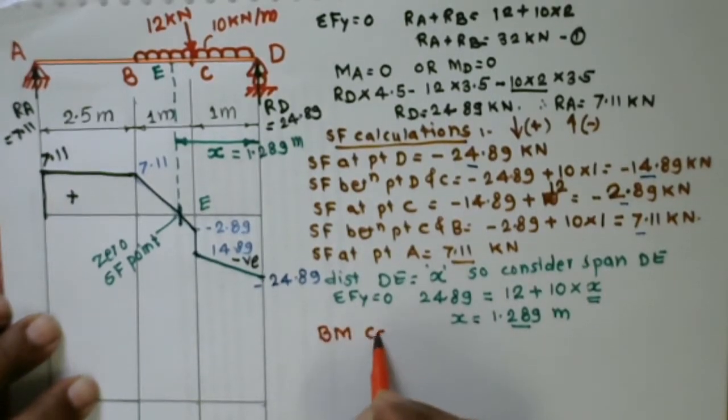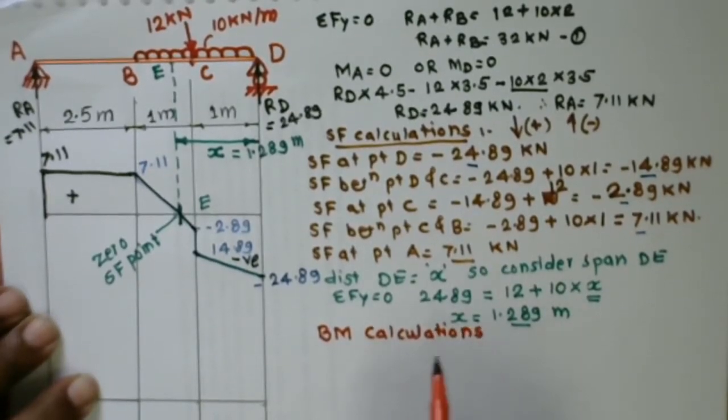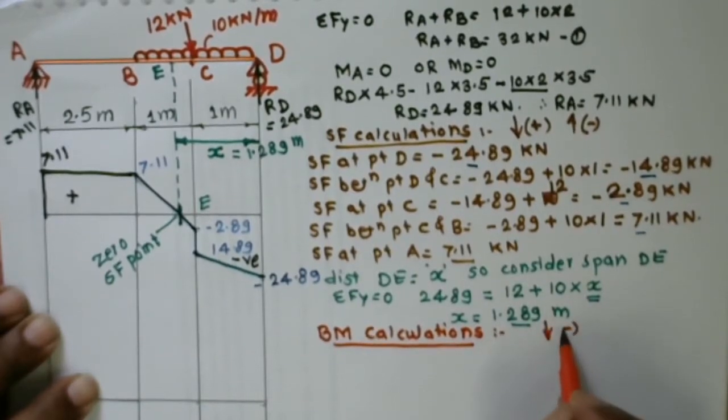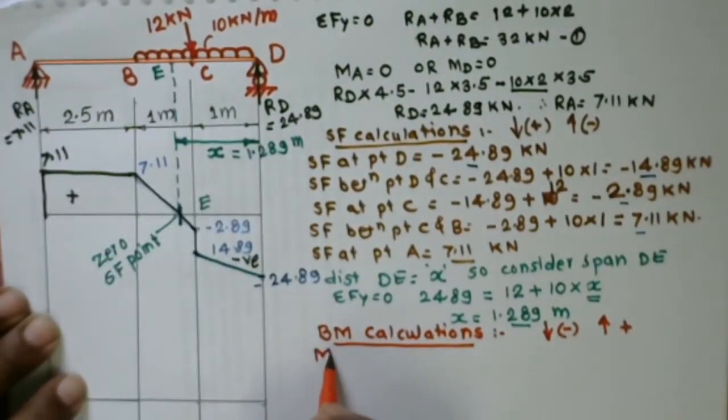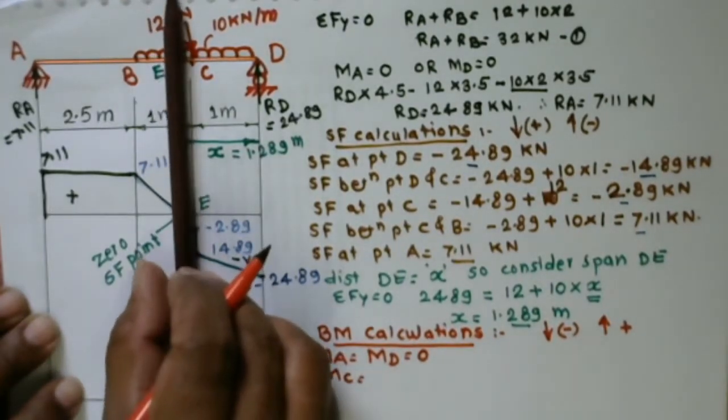BM calculations. For that BM calculations, again we have to decide its sign conventions, and that sign convention is downward force negative, upward force positive, and at the end support bending moment is always 0. So that is MA is equal to MD is equal to 0, and bending moment at point C. Next point is the C point.